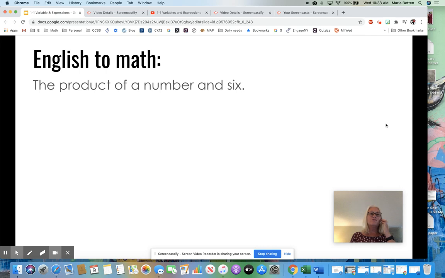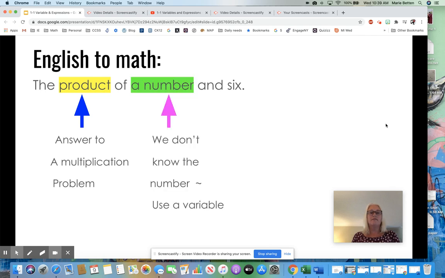What I like to do is begin by reading the expression from beginning to end: the product of a number and 6. I return back to the beginning and start highlighting or underlining important parts. Product, we discussed, is the answer to a multiplication problem. A number, we don't know the number, so we need to use a variable. And 6 is an integer.